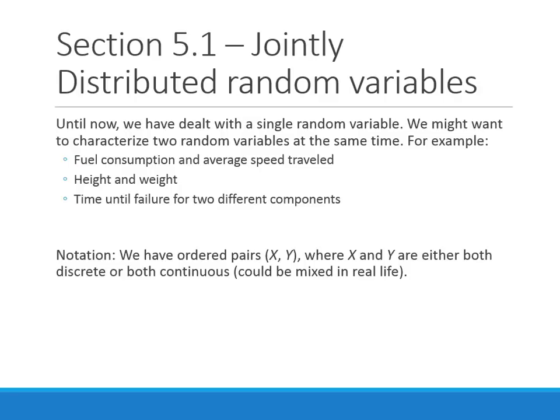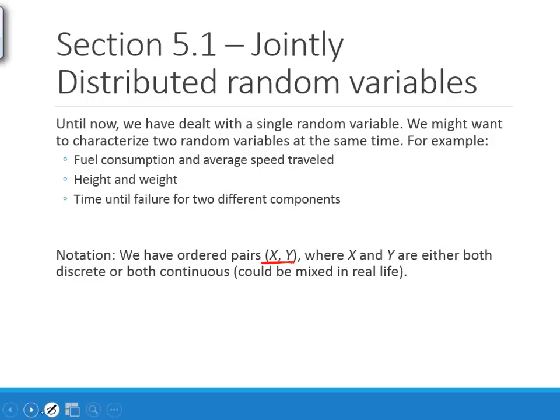So considering a couple things at the same time, right? So maybe something like height and weight, or if you're looking at vehicles, maybe fuel consumption as well as average speed traveled, time until failure for two different components instead of just one, and many other examples. And so this is a very, very common situation, so we're now going to have ordered pairs of random variables, x and y. And for the purpose of this class, we'll talk about only cases where x and y are either both discrete or both continuous. Of course in real life you could have a mixture of some sort like that, but we won't talk about that at all.